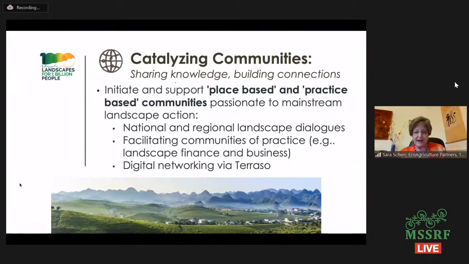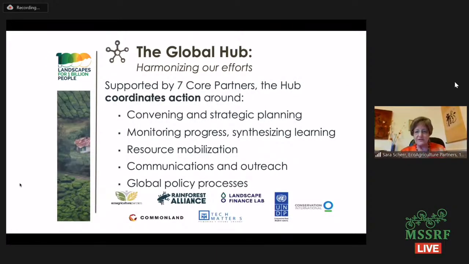And the fourth key area of action is in catalyzing communities. We're initiating and supporting place-based and practice-based communities, place-based like in Kenya, working to try to integrate support for landscape partnerships into the county and state development plans, and practice-based communities like a community of practice on landscape finance. And we also have digital networking via Terrazzo. And the final component of 1,000 landscapes is what we call the global hub, our efforts to harmonize our efforts. You see the logos below of the 7 very diverse organizations that are stewarding this initiative.